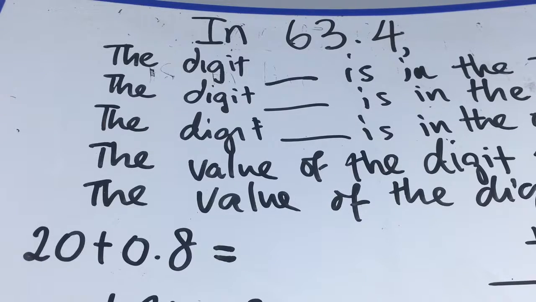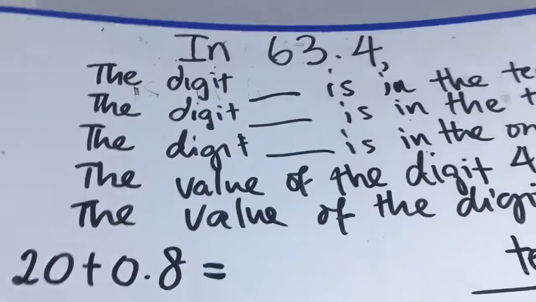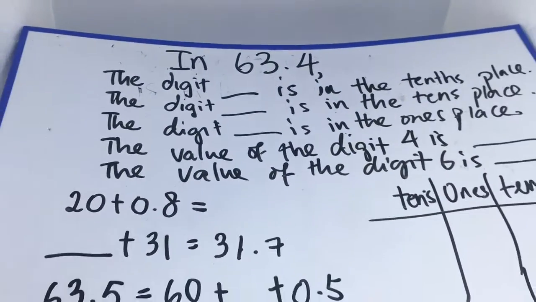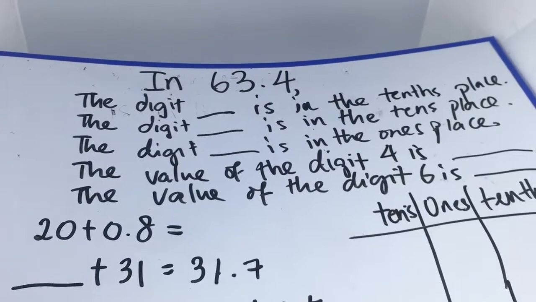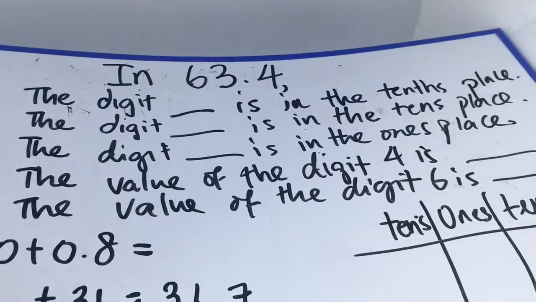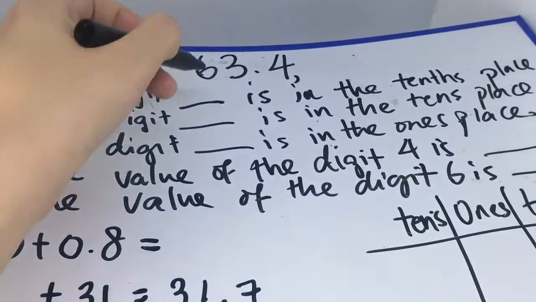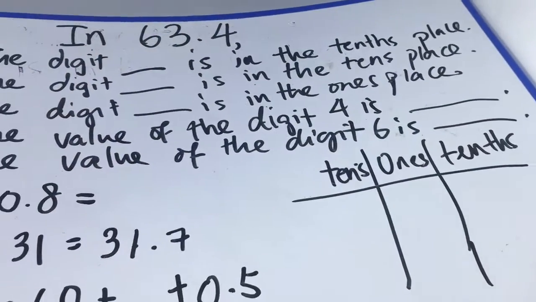Hello boys and girls, let's try solving some place value questions related to decimals. Now let's look at the first question. In 63.4, the digit what is in the tens place? Now the first trick is to actually write this in the place value chart.